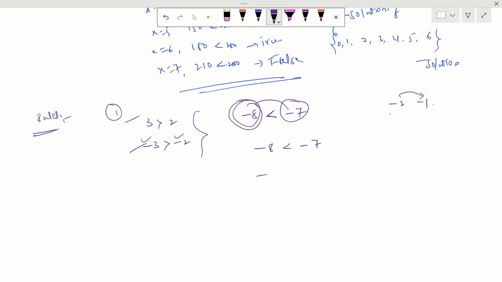So minus 8 is less than minus 7. I will be multiplying minus 8 by minus 2 on this side, and on the right side also I will multiply minus 7 by minus 2. Minus into minus is plus, so 8 times 2 is 16, and 7 times 2 is 14. So 16 is greater than 14 here, right?